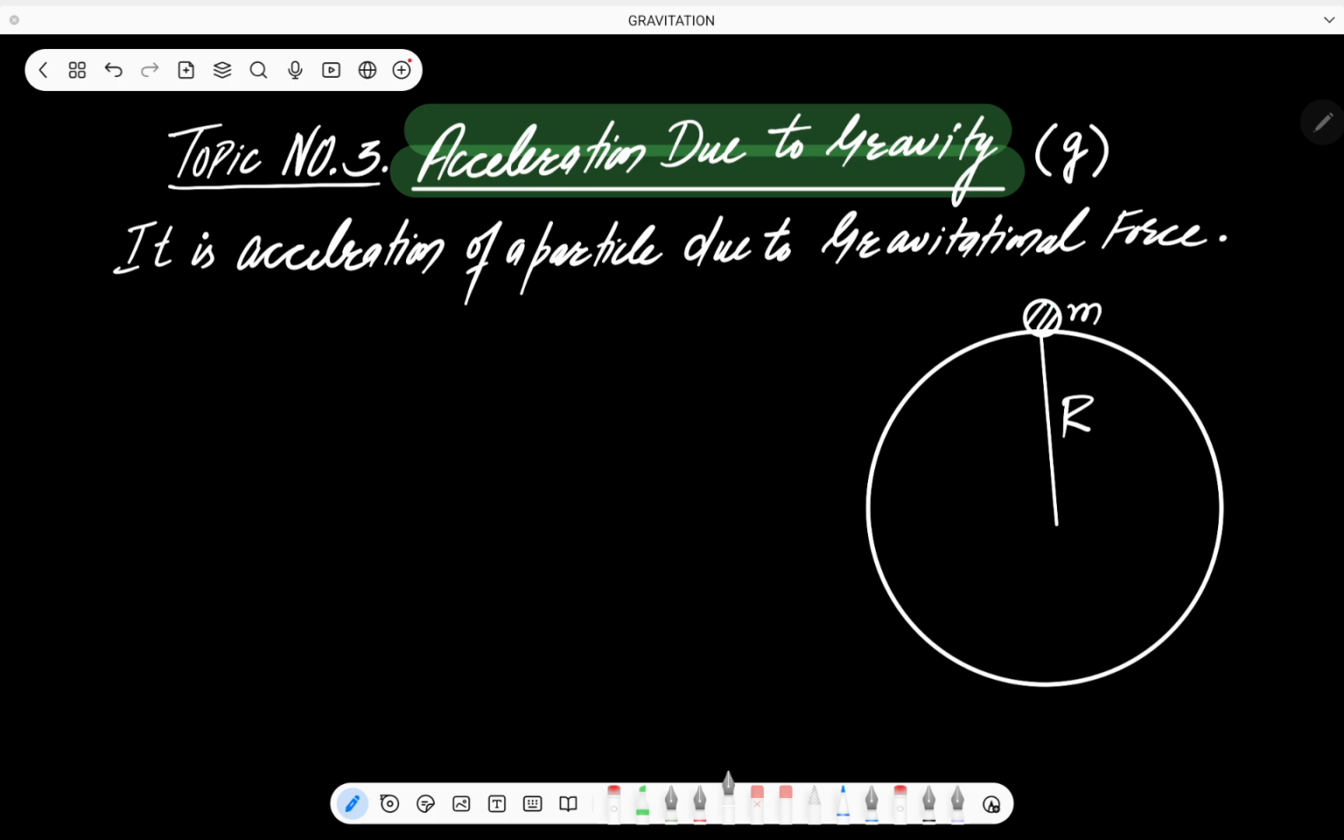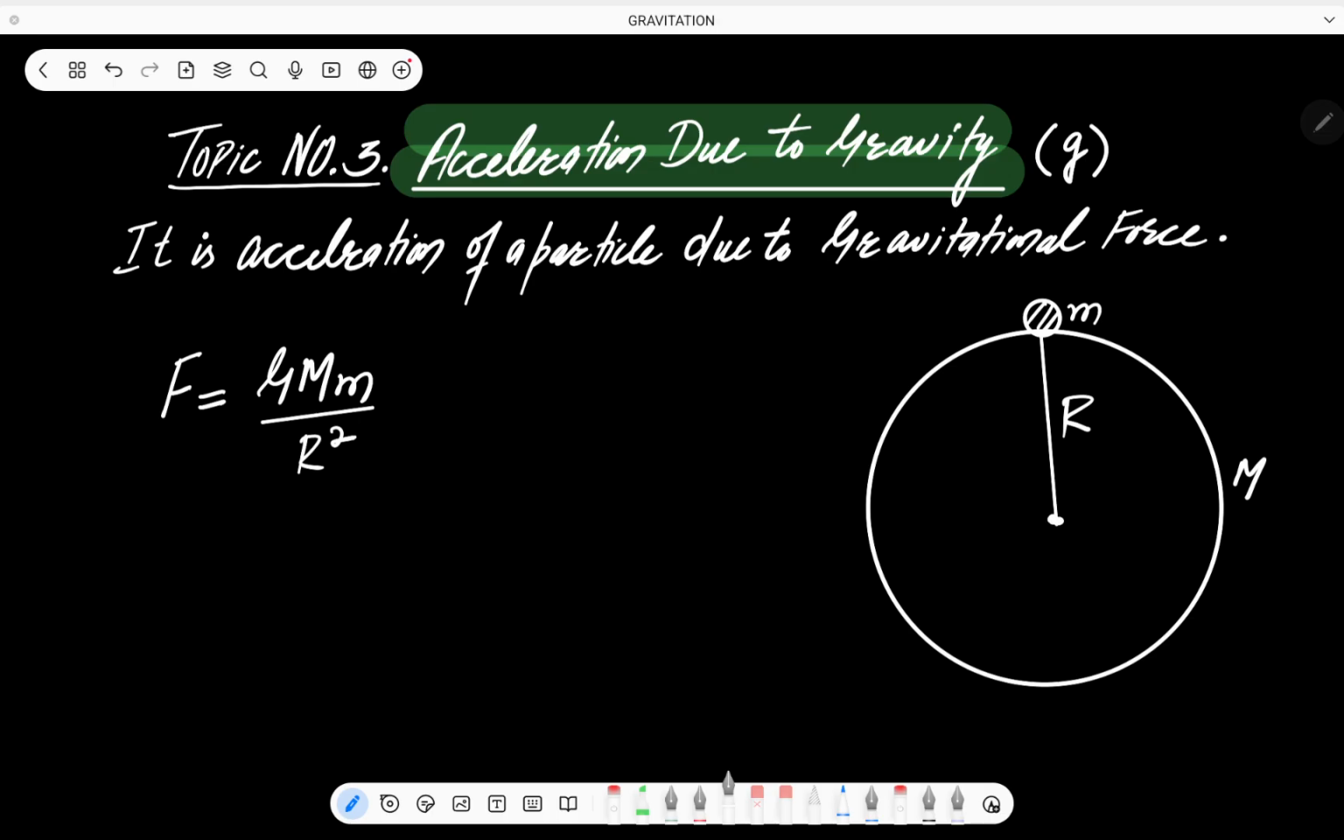Now there will be a force on this particle, and that force is called gravitational force. Let me write down the equation for the gravitational force. Gravitational force is given by Newton's law of gravitation, which is G capital M, which is the mass of the earth, into small m, which is the mass of the particle, divided by capital R square, where capital R is the distance between the particle and the center of the earth.